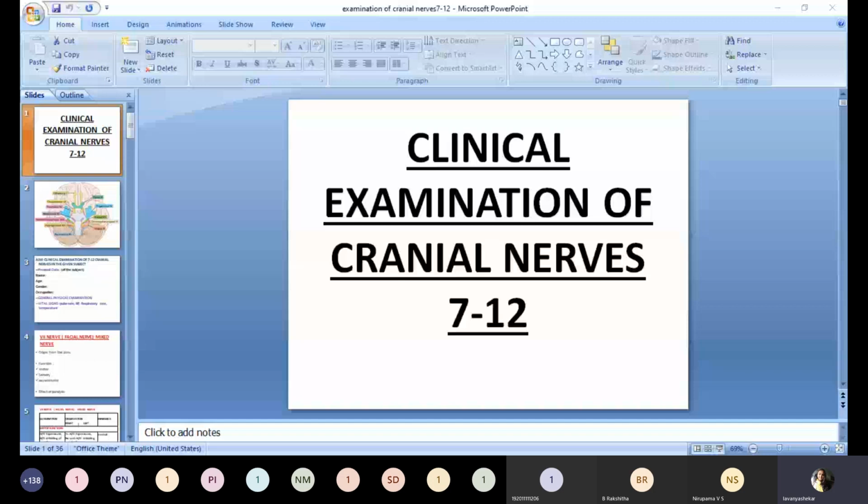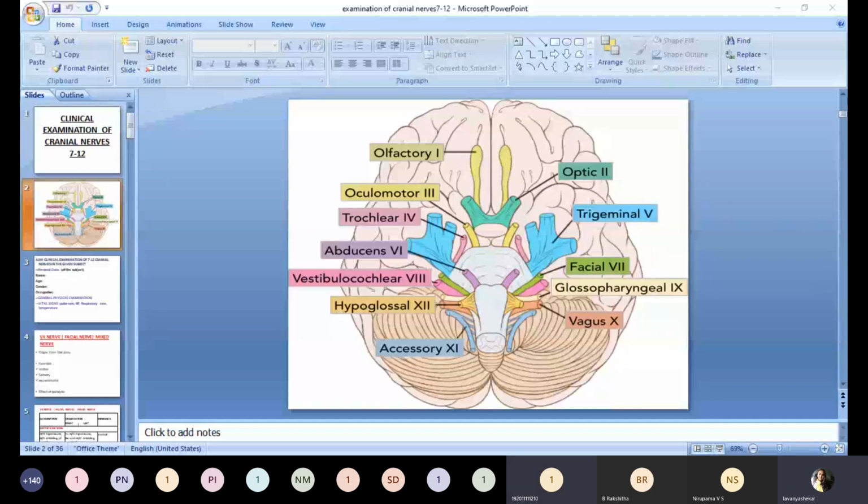Excuse me, ma'am, the slide is not moving. It is still the introduction slide only. Hello. Yes, ma'am. Okay. Can I continue? Yes, ma'am, but the slide is not moving. It is still the first slide.